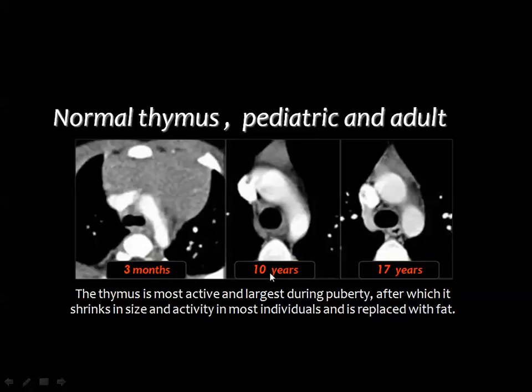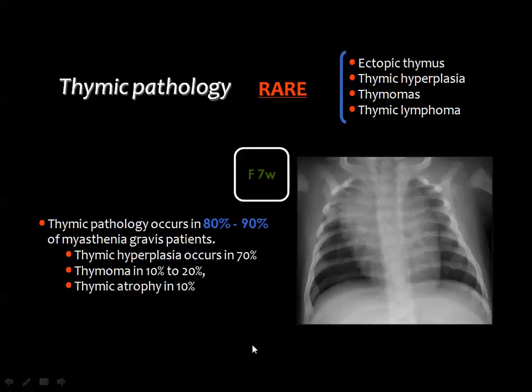Then at 10 years, then at 17 years, and you see minimal tissue in the anterior mediastinum, which represents the remnants of the thymic gland. And thymic pathology generally is rare, concerning the ectopic thymus, hyperplasia, thymoma, thymic lymphoma.